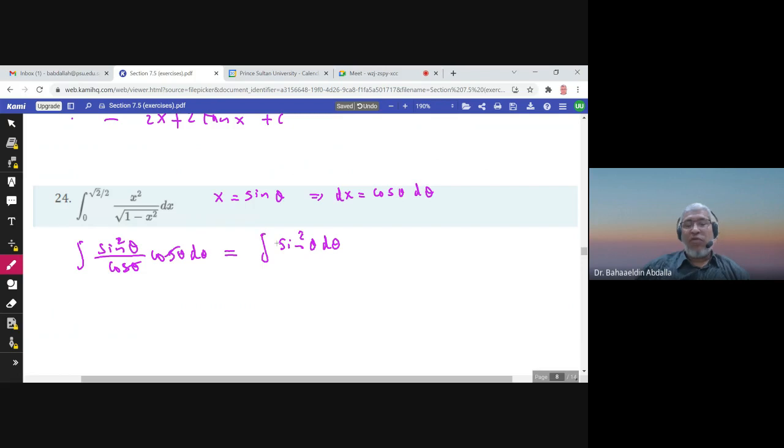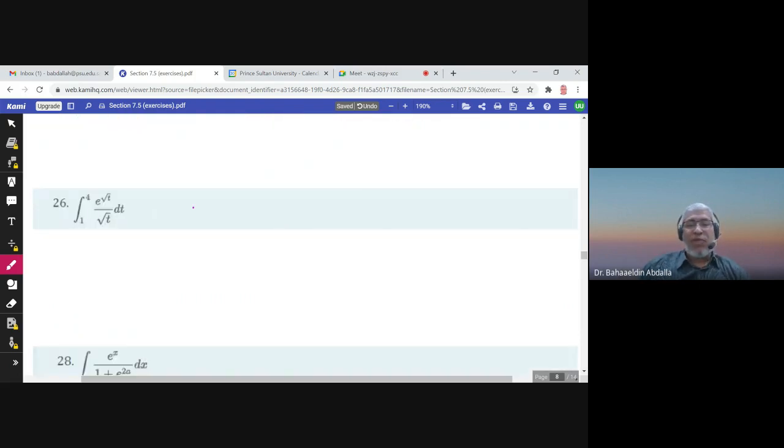And of course, it's 1 minus sine 2 theta over 2 theta. Do not forget to change values from x to theta and put them here. Of course, you find theta. Theta is sine inverse x. So if x is 0, sine is 0, and so on.